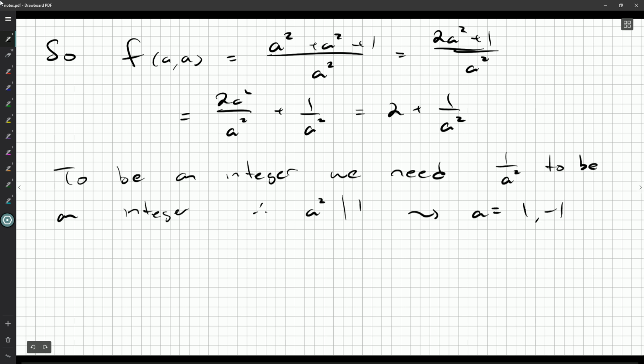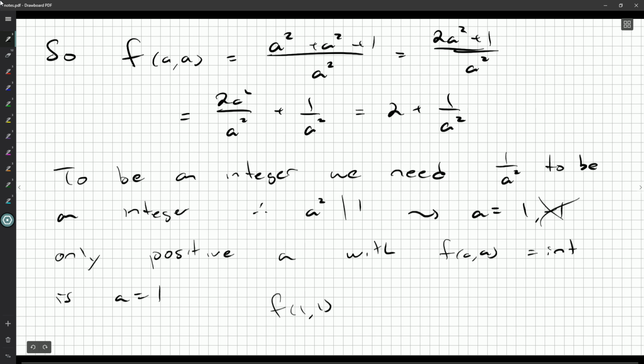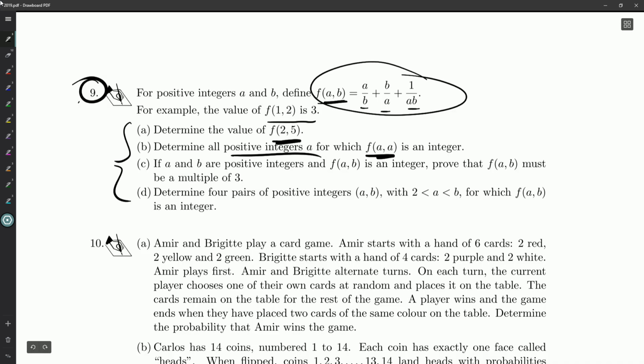So I'll write down both a being 1 and negative 1, and then I'll cross it out. So the only positive a with f of a, a being an integer is a equals 1, and we'll get 2 plus 1 over 1 squared, so we'll also get 3. Surely this should be something other than 3. I mean, if you make a ridiculously big and b ridiculously small, although maybe that's not necessarily an integer. Well, maybe that's what we'll have to do. I see the number 3 down here.